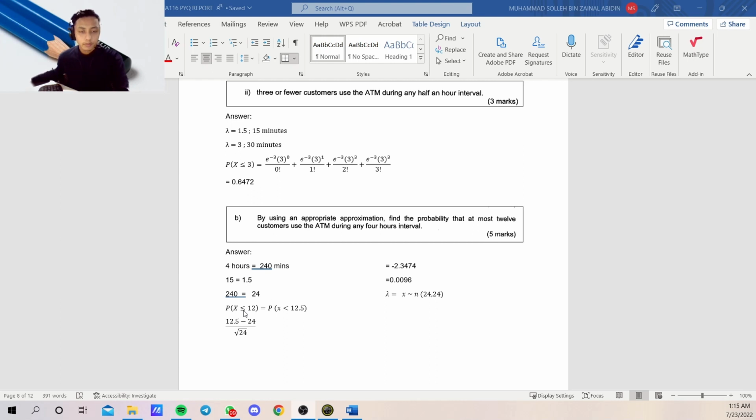P(X less than or equal to 12) is similar to P(X less than 12.5). So (12.5 minus 24) divided by the square root of 24. So you'll get the answer of negative 2.3474.